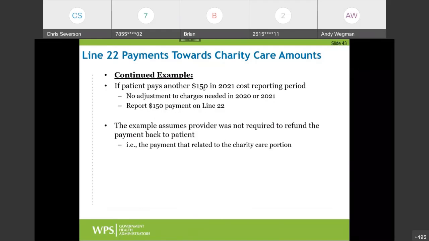But let's say they pay another 150 in 2021. Now it's a payment against a previously reported charity care charge. So now we're going to report this $150 payment on line 22, assuming, of course, that you kept the payment. You didn't have a requirement to refund the payment back to the patient.